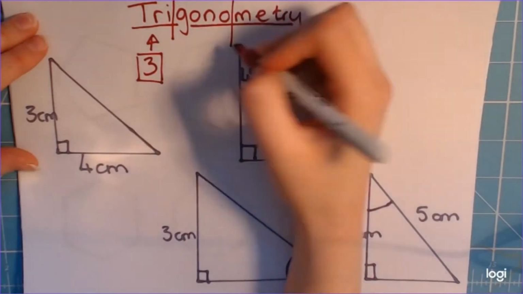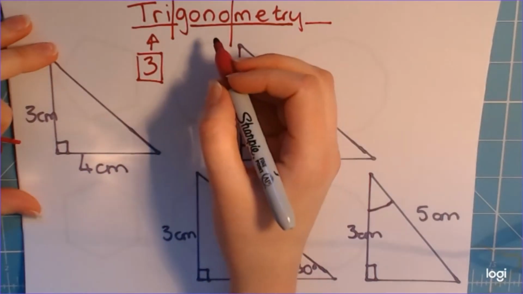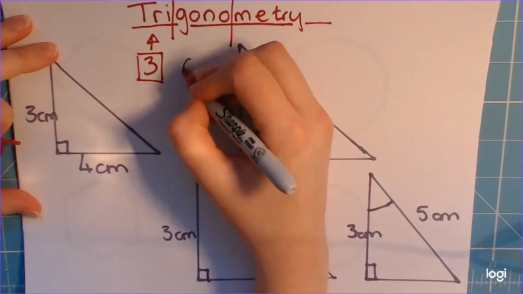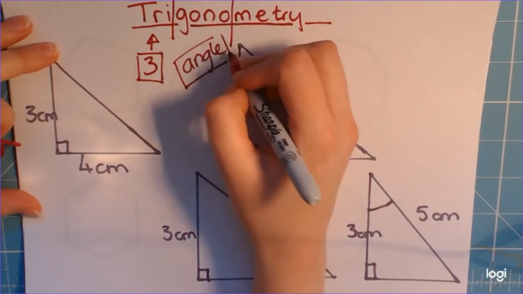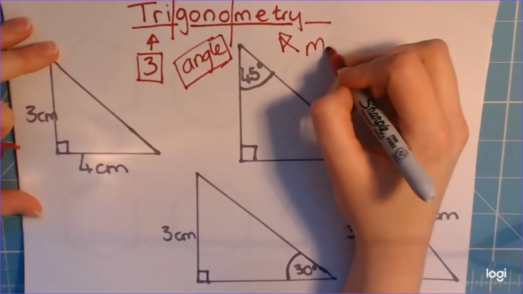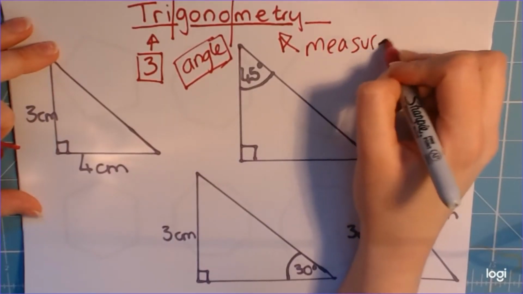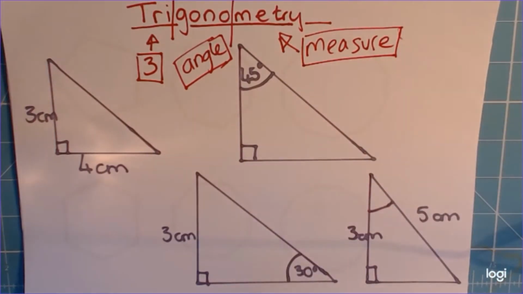This part here comes from the word gono, which means knee or angle. So we've got angle, how it bends, a bit like your knee bends. And the last part here is to measure. So 3 angle measure. That's quite literally what we're looking at, things with 3 angles that we're going to measure.